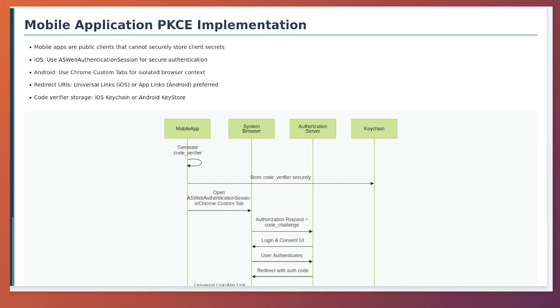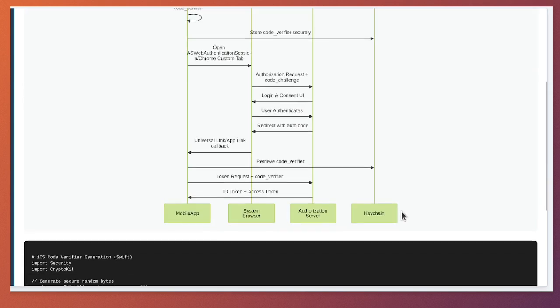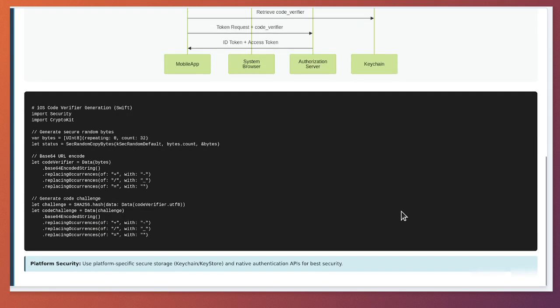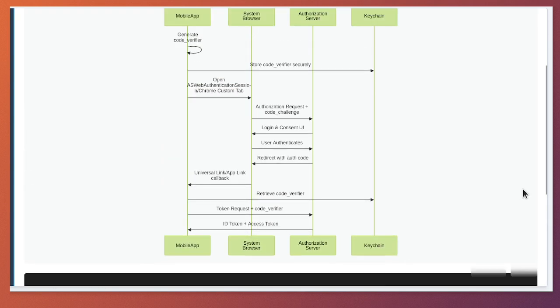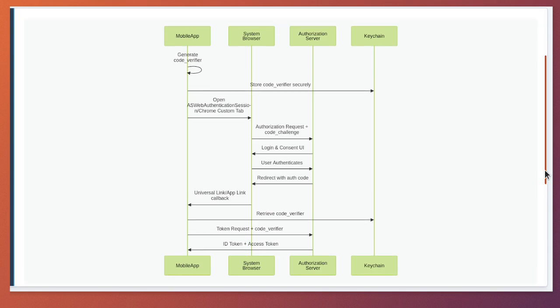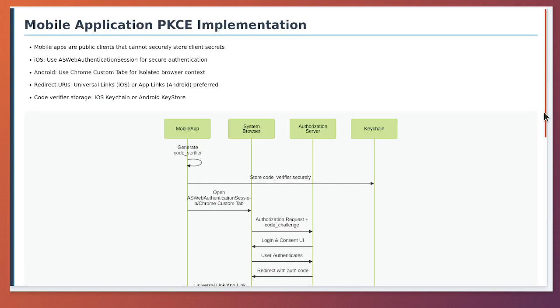Mobile Application PKCE Implementation. Mobile applications represent one of the most critical use cases for PKCE because they face unique security challenges that make traditional OAuth 2.0 flows vulnerable. Let's explore in detail how PKCE is implemented in mobile applications, the specific security considerations, and the platform-specific mechanisms that enhance security.